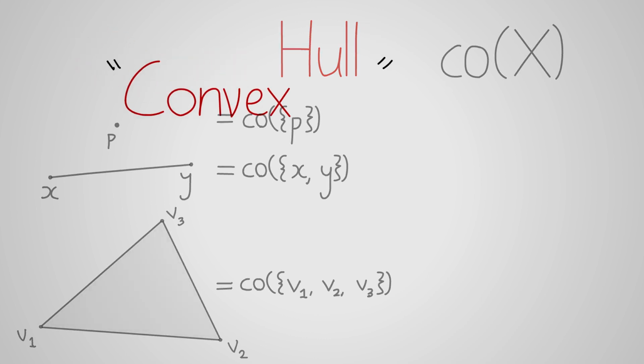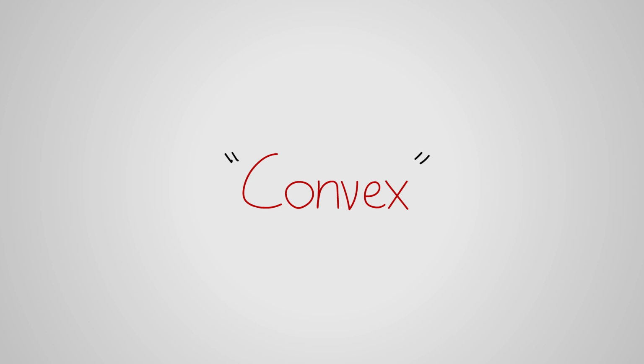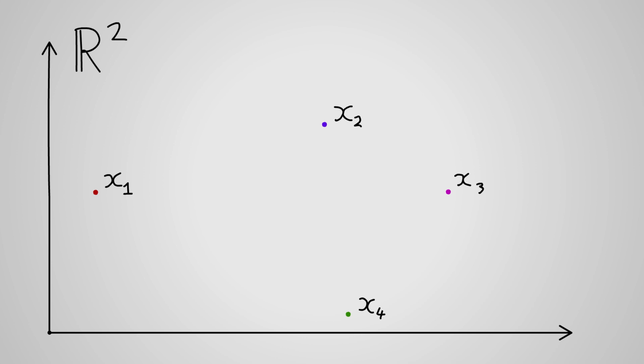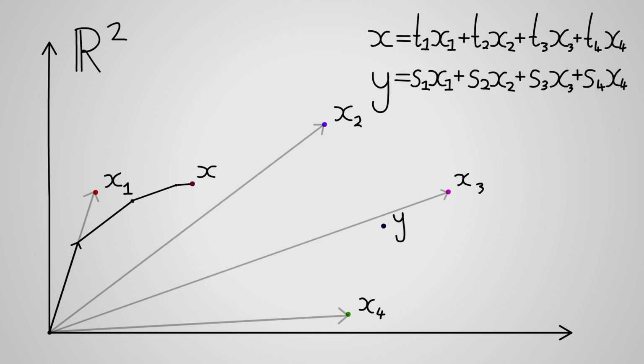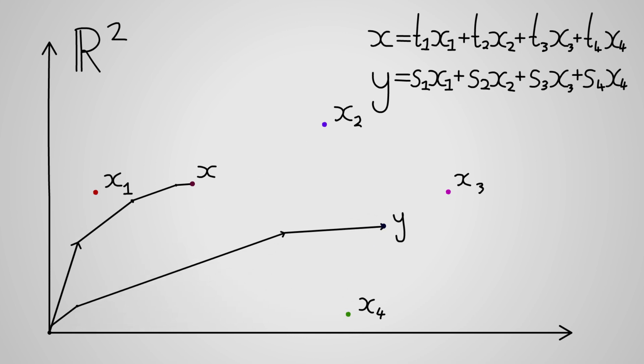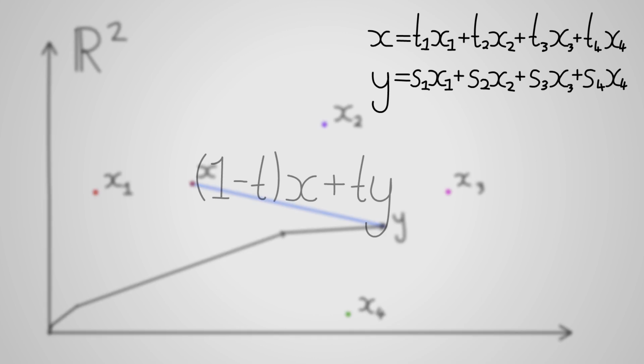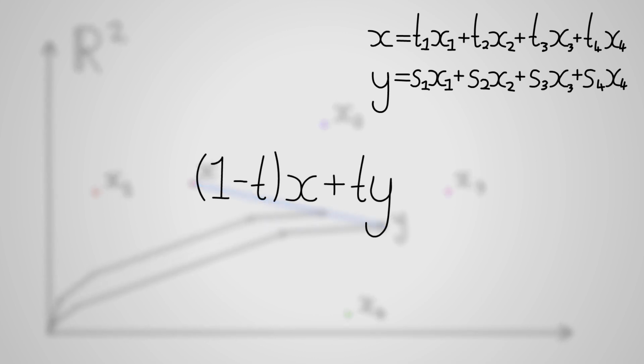So, why are we using the word convex everywhere all of a sudden? It's because of the following. If we have a set X of vectors, and two convex combinations, x and y, in X, then the line segment between x and y consists entirely of convex combinations in X. That is, if x and y are convex combinations in X, then (1 minus t)x plus ty is again a convex combination in X.